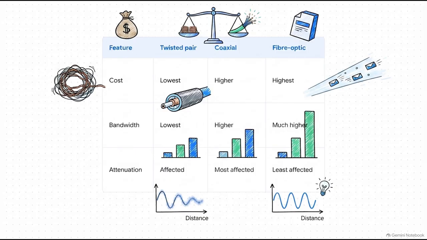But then you have fiber optic. Yes, it is the most expensive by far, but the bandwidth is absolutely massive. It's moving data at literally the speed of light. Plus, it's the least affected by something called attenuation. Attenuation is really just the deterioration of a signal as it travels over a long distance. Because fiber optics are using light instead of electrical signals over copper, that signal stays crystal clear for incredibly long distances. It's the ultimate performer for major network backbones.